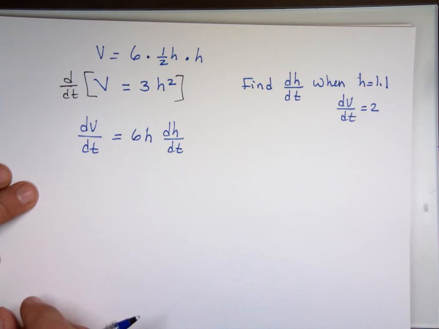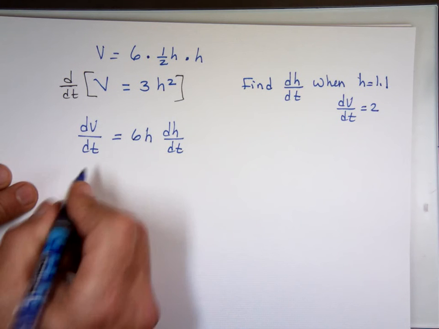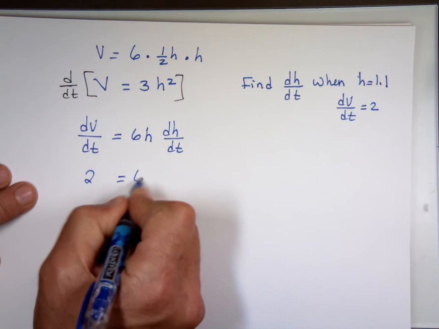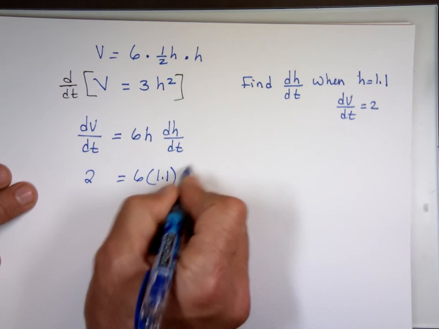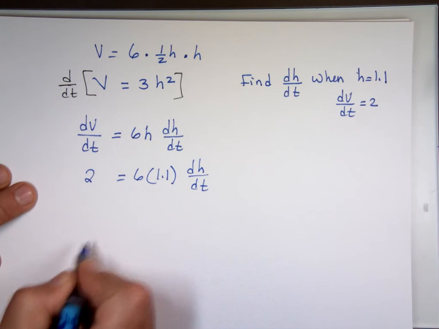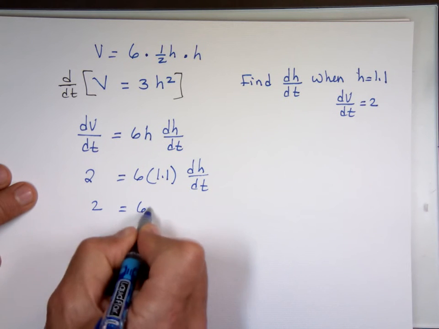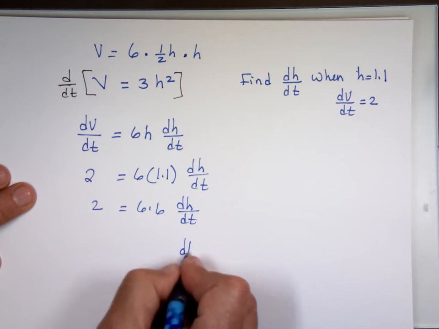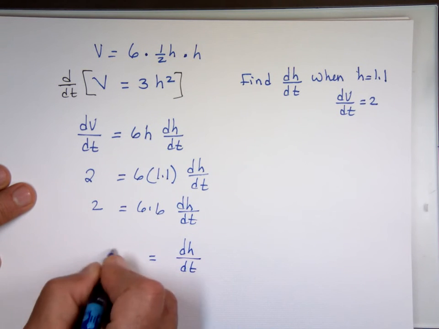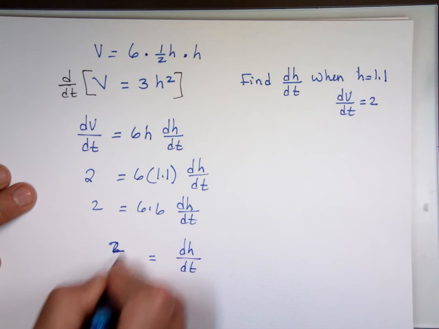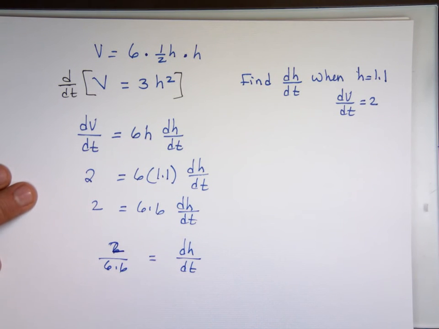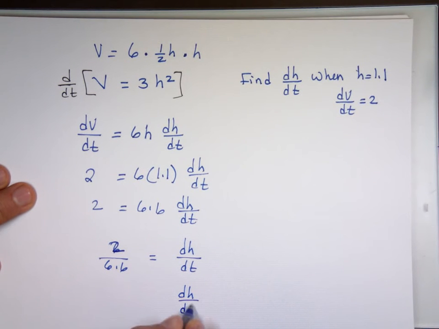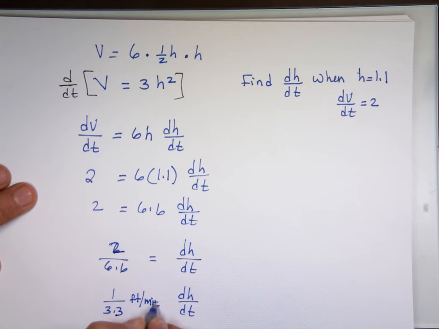I'm looking for dh/dt. I know dV/dt is 2. I know h is 1.1. What's dh/dt? 2 over 6.6, which is 1 over 3.3. That was feet per minute, I think, the units. Yes. Yep.